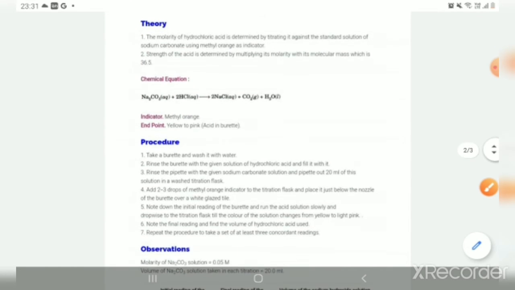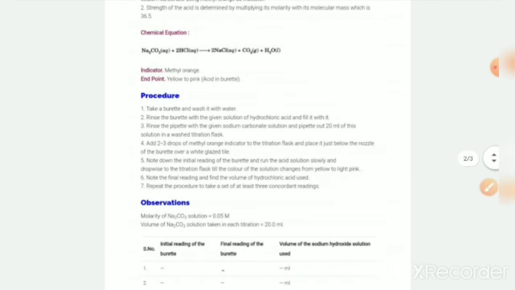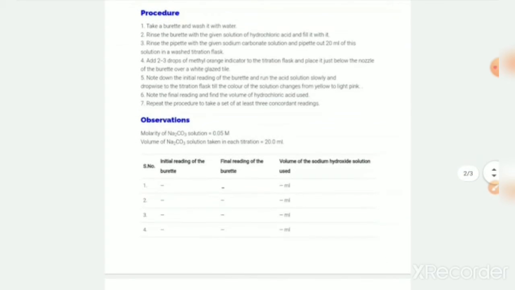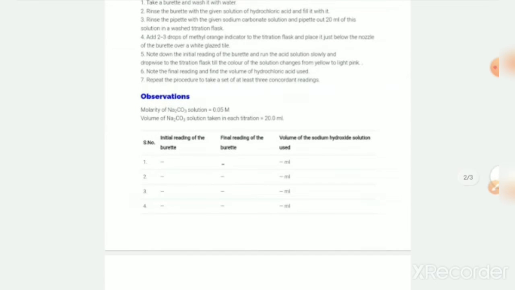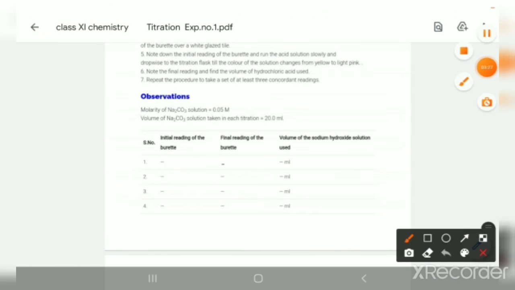Now see here, this is the procedure. You read the procedure very carefully, and there is no need to write the procedure in your copy. And now see the observation table. You have to perform your experiment 3 or 4 times.